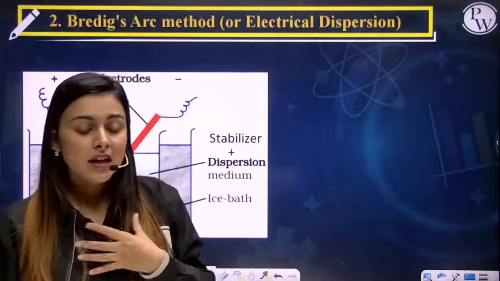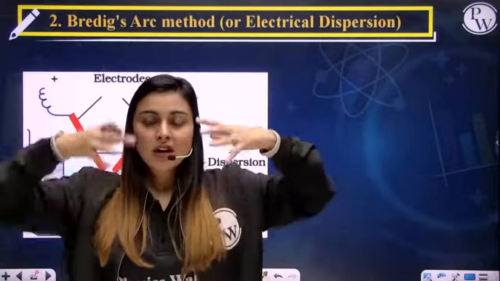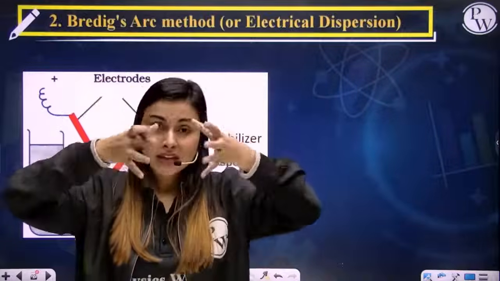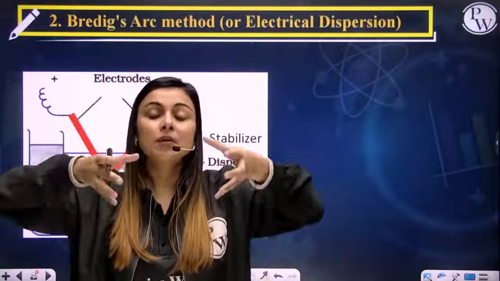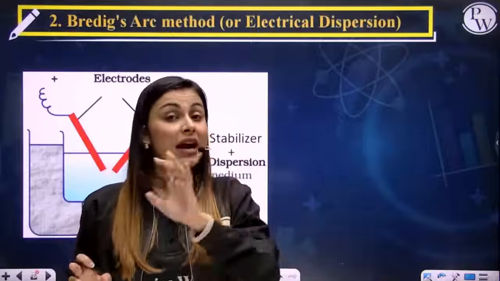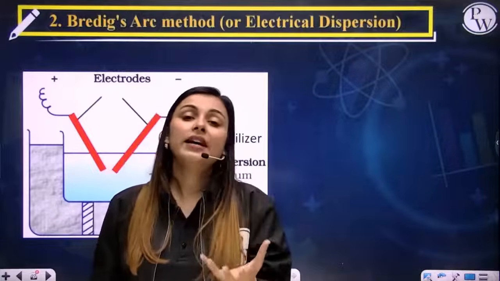So what we did, we took an ice bath. We took a lot of ice into it. We added a container in the ice, and then in the container we added a dispersed medium which I want for my colloidal solution. We have a dispersed medium. Now we want the dispersed phase. How will we get the dispersed phase?